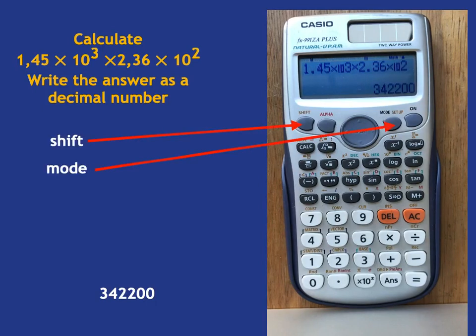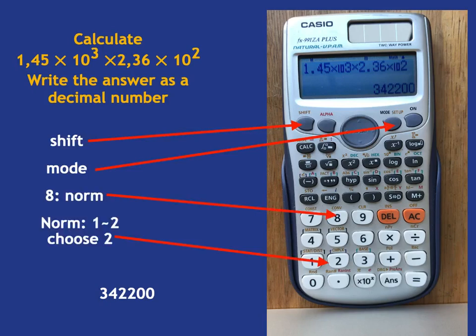So let's recap that. It's shift mode, and then this time 8 because you want normal mode. It gives you a choice of 1 or 2. Choose 2 because 2 will turn bigger scientific notation numbers into decimal numbers, whereas 1 won't.